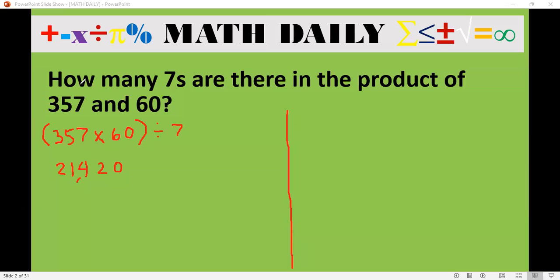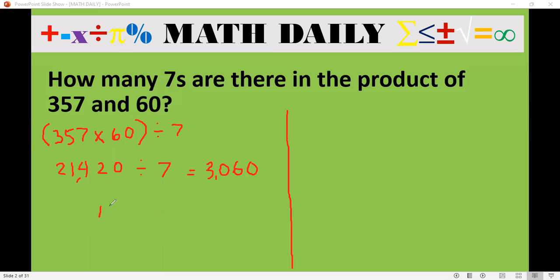21,420. And since you are to find for how many sevens, that means you have to divide this number by 7. If we would do that, dividing 21,420 by 7, we can have first the 21 here, that results to 3, and then bring down 4, that will now become 0, and then 42 by 7 gives us a 6, and then another 0. Okay, that is by making use of the division algorithm.